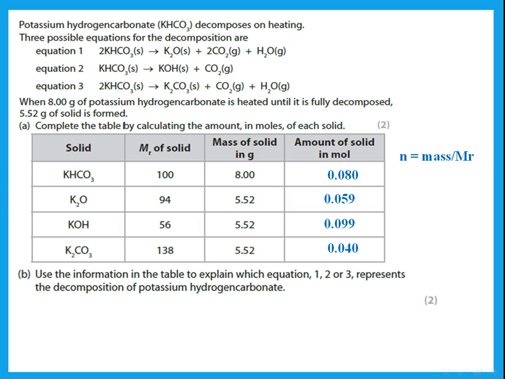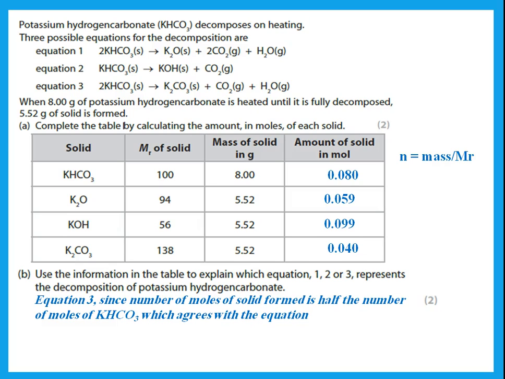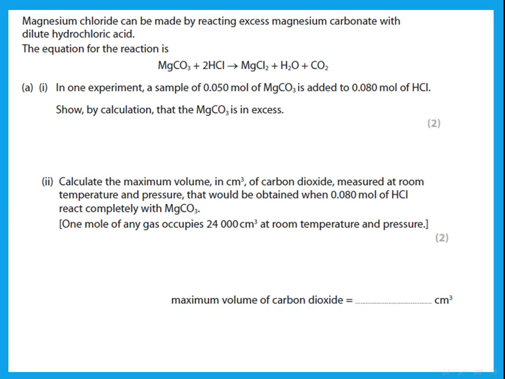Now equation 3 says that the number of moles of the solid formed should be half the number of moles of what I started with. So if I started with 0.08, the number of moles of the solid should be 0.04, and that is correct. So it is equation 3 that is correct, since the number of moles of solid is half the number of moles of KHCO3, and that agrees with the equation. Do you understand that? Okay.